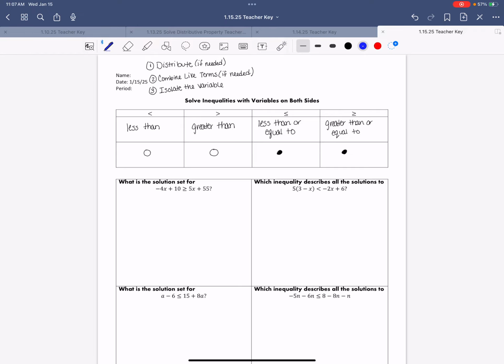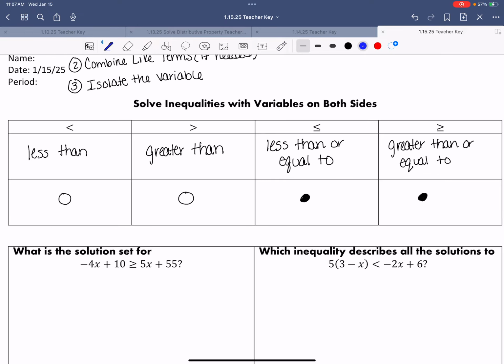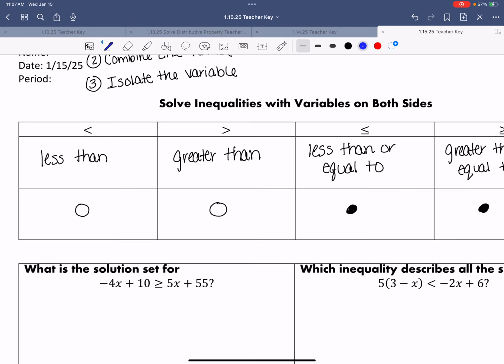Okay, so today we're going to talk about solving inequalities with variables on both sides. Inequalities are just your less than, greater than, less than or equal to, greater than or equal to symbols. So what that means is less than or greater than, they're going to be open circles. So as I taught, if they have no line or no partner, they are open to other relationships.